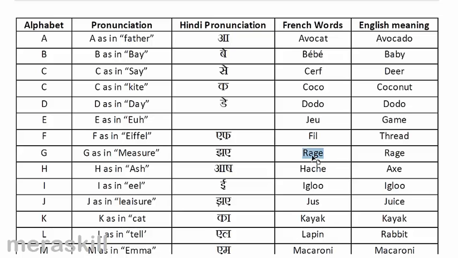Rage. Je. G becomes J. Ash. H is pronounced ash. Here it's written ash, as in ash. Okay. And here the word I've given is ash. Ash means an axe. Okay.